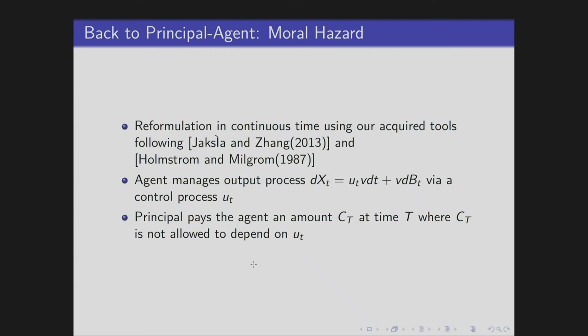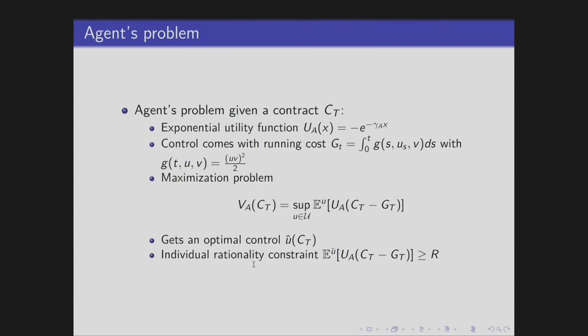And obviously, the principal wants the output process to go up. But the principal cannot observe the drift. So he has no way of telling how much the agent is actually working. And again, we want the contract at time t to not be allowed to depend on how much the agent is actually working. So how can we solve this problem now? We reformulate the problem a bit into our old framework.